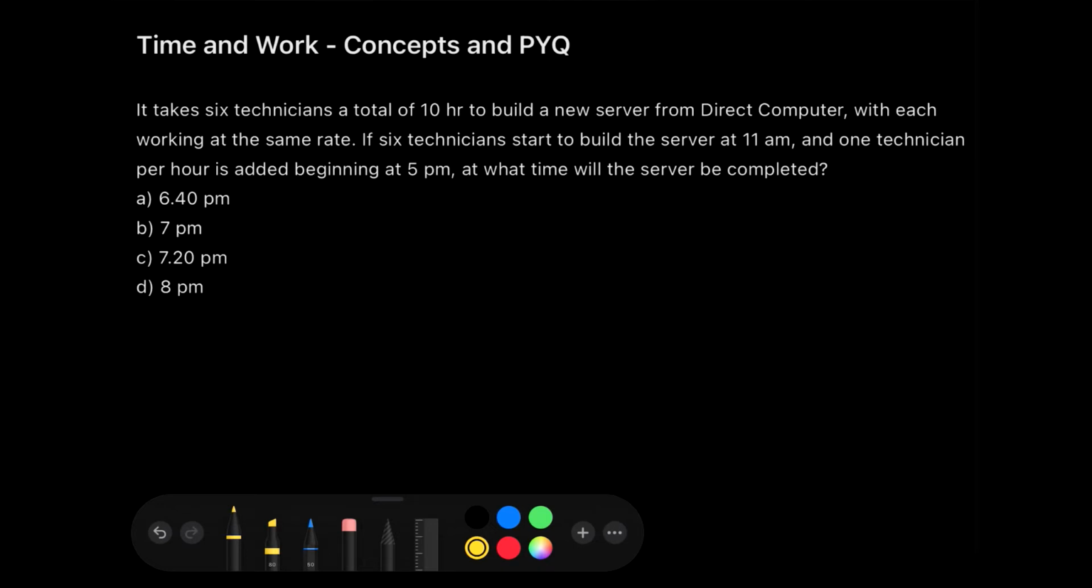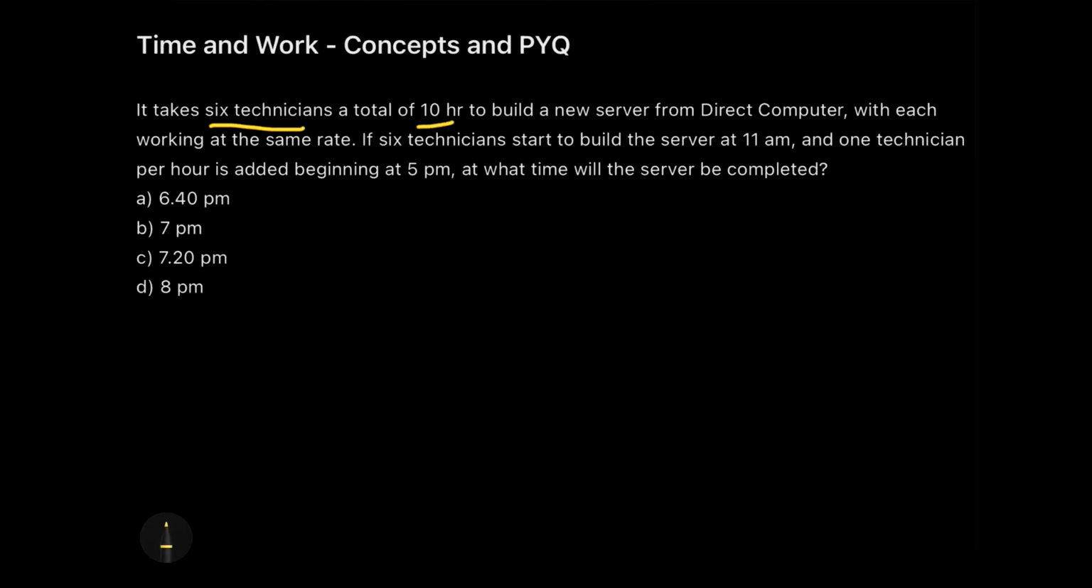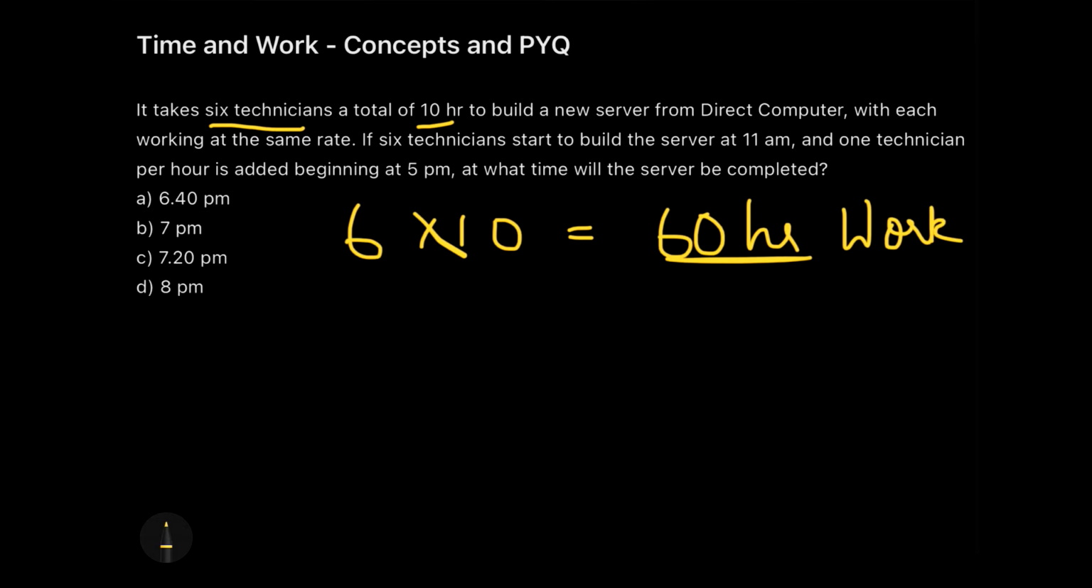In this question, it is directly mentioned that there are 6 technicians who are working for a total of 10 hours to build a project. So, I have my first information with me that 6 people for 10 hours work together, and this will mean that the work is equal to 60 hours of work. Now, the next information is with each working at the same rate, so of course, there's no point of efficiency being added here. If 6 technicians start to build the server at 11 a.m. and with one technician per hour added beginning at 5 p.m., what time will the server be completed?